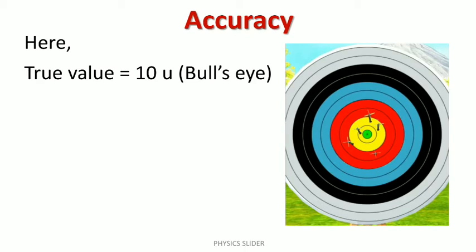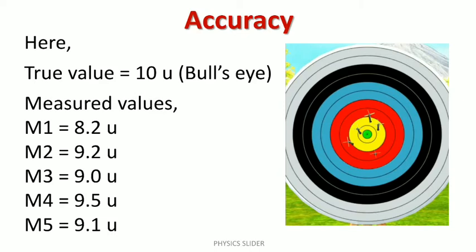And what are the measured values with the help of these arrows? Watch here. The measured values are M1, that is for the first arrow, which is 8.2 units. M2, for the second arrow, which is 9.2 units. M3 for the third arrow, which is 9.0 units. M4 is for the fourth arrow, which is 9.5 units. And M5 is for the fifth arrow, which is 9.1 units. All these measured values are representing the closeness to the true value, that is 10 units. So we will say that this closeness is called accuracy, and our data is said to be accurate.